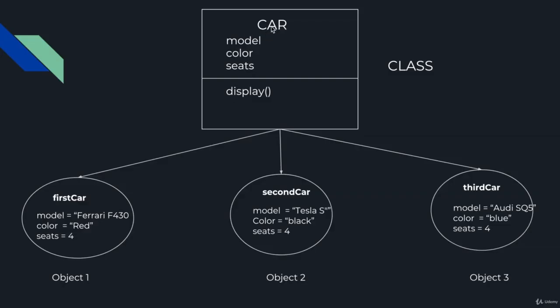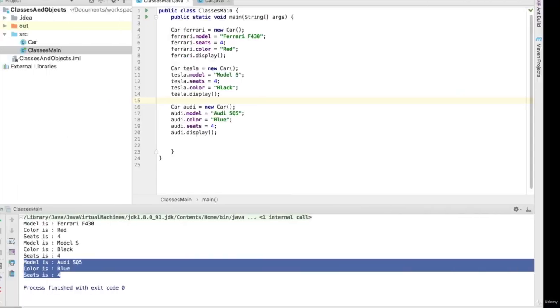We created a car class, it had certain variables defined in it, model, color, seats, and a display behavior, which is a method. And then we created 3 objects over here, which is the first car, second car, third car. We assigned some values to all the corresponding variables and we used it in the program. So that's about this class, guys.